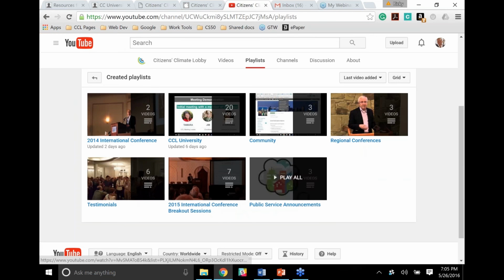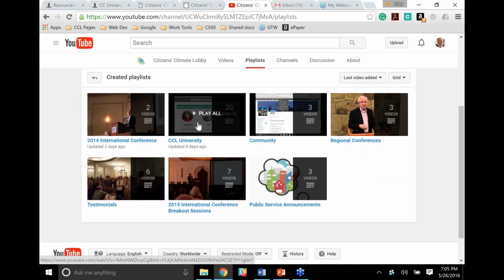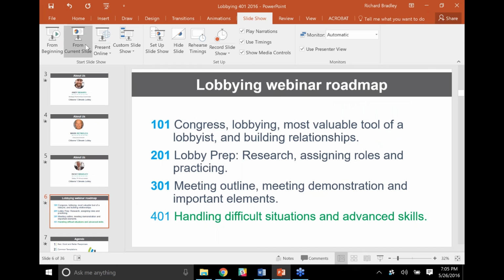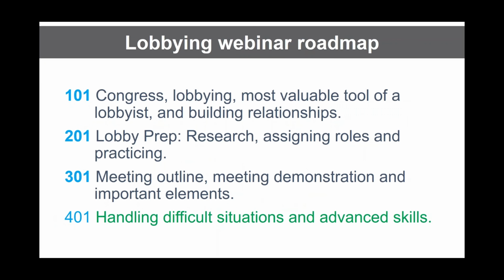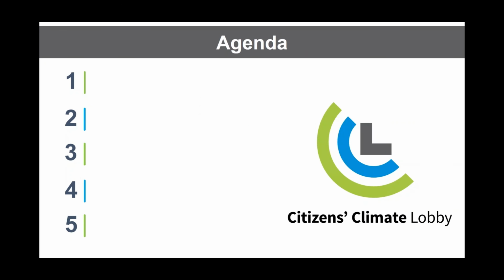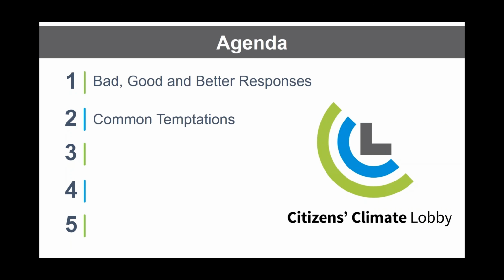Oops, there we go. All right, so in this lesson, we're going to review a few things. Common objections to carbon fee and dividend, and we're going to demonstrate some bad, good, and better responses. We're going to talk about some common temptations with lobbying, some of the things you probably should stay away from. We'll talk about hot button issues and how, when they come up, you can recover and get focused back on why we are there. How to handle some other difficult situations that are rare, but every once in a while they pop up.